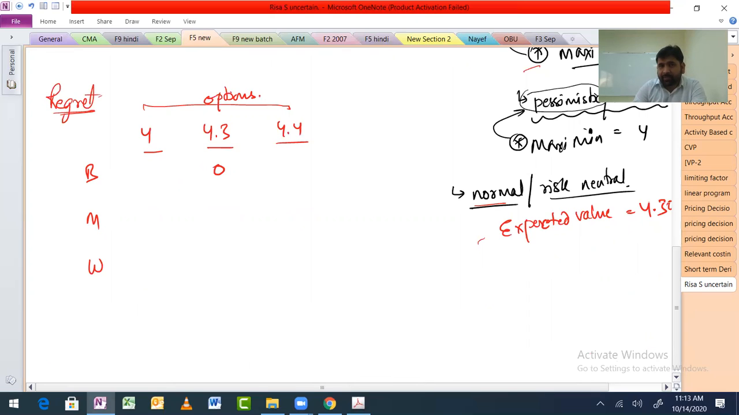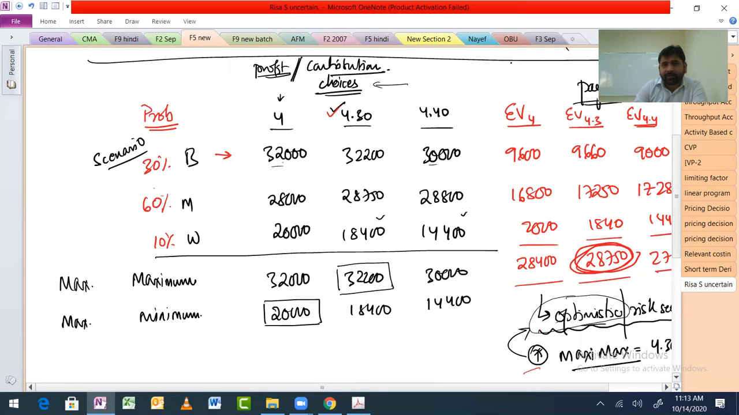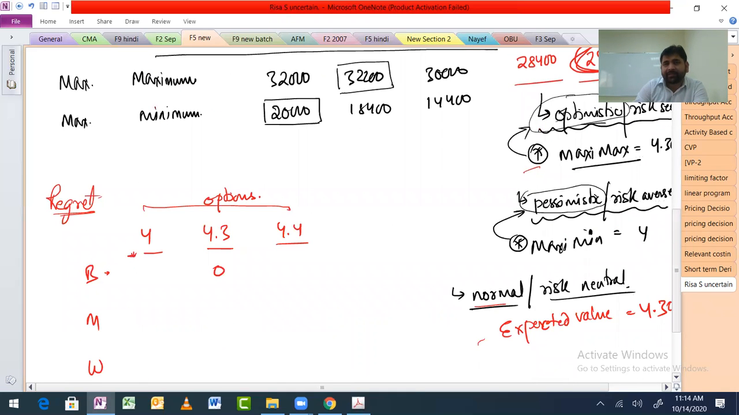But if the market is best and you have selected 4, then how much money will you be making? How much contribution? 32. Right? And you will keep on thinking that if I would have used this one, I would have got 200 more, right? So do you see and understand that at this stage you are having a regret of $200? Is this okay? Yes, sir. So you have zero regret and then you have 200.